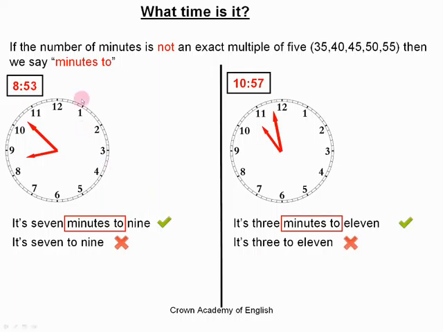Okay, so again, it is because the number of minutes is between 55 and 60 and the hour. So we add the word minutes before the word to. And we can also say it's 8:53. That is correct. And it's 10:57.